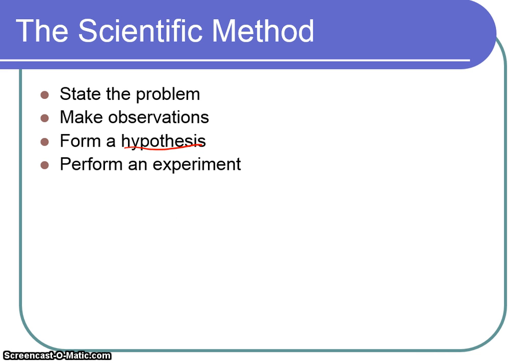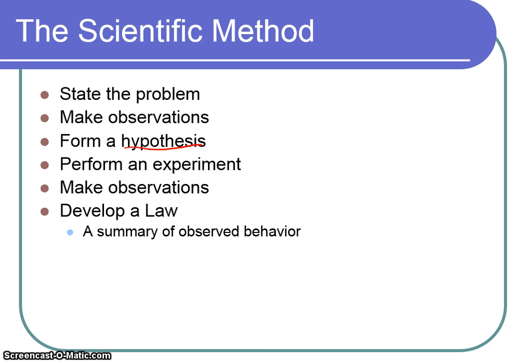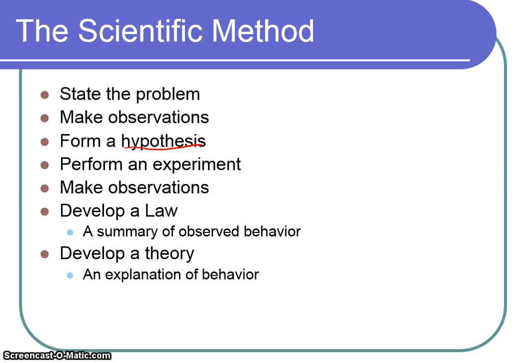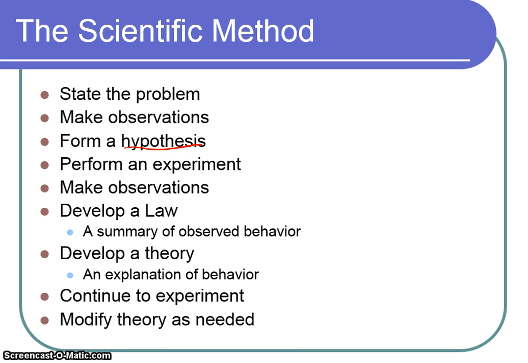We're going to perform an experiment, so we need to test our hypothesis. And so we're going to design an experiment. And during the course of that experiment, we're going to make observations. That will allow us to develop a law, which is a summary of the observed behavior. And then we can then further develop a theory, which is then the explanation of whatever that behavior is. And always, because it's science, we will continue to experiment. We may need to modify our laws or modify our theory as new things are discovered, but that's the ongoing process of science. And as I said, we can modify our theory as we need to.